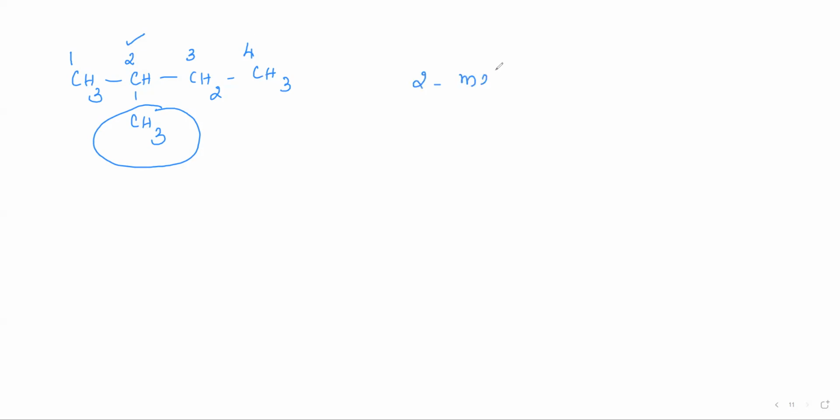Therefore, this is 2-methyl and the parent butane. 2-methyl butane. Suppose if I write one more methyl on the same position, let's see. CH3, C, CH3, CH3, CH2, CH3. Carbon 1, 2, 3, 4.